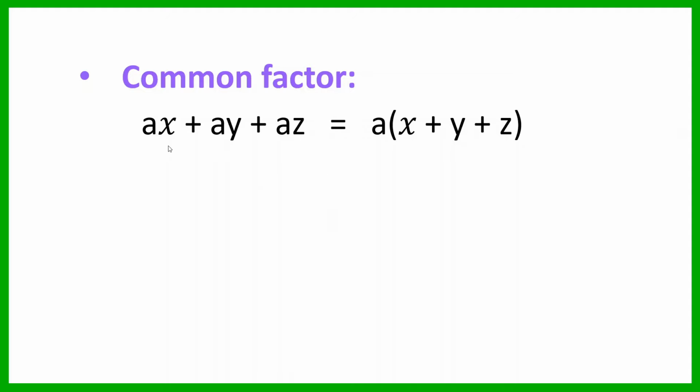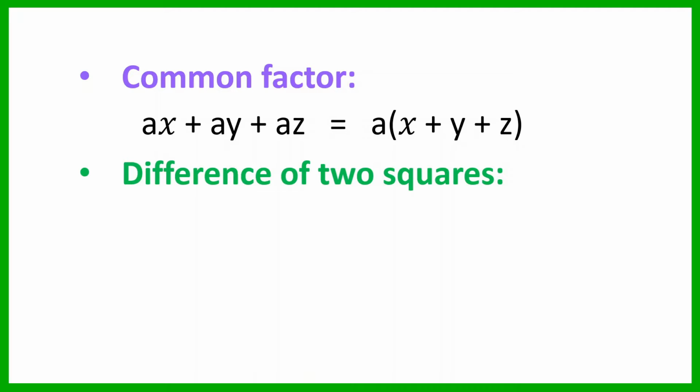Remember, when you have a common factor, you take the common factor out by writing the highest common factor down, and then in brackets you write down what's left from each term after you divide it by that highest common factor. The next type of factorization was difference of two squares.